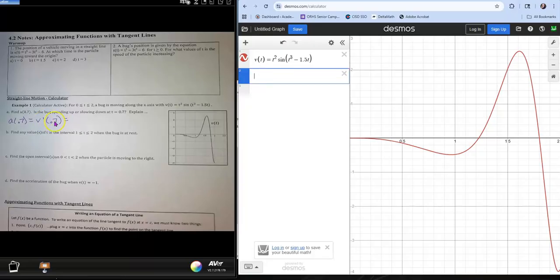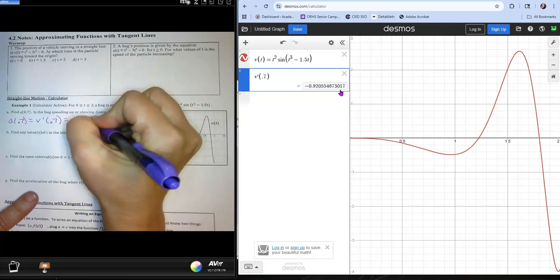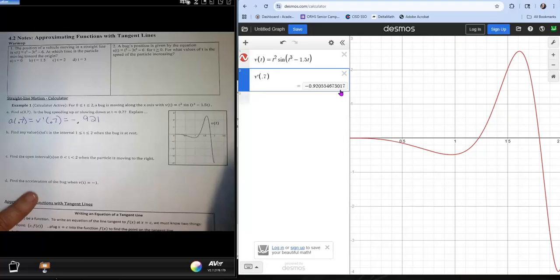Okay, so what I want though is v prime of 0.7, because that will give me the acceleration there. And you can see, since I've already defined the velocity equation, it will automatically give me that number when I type that in. So it's going to be -0.921 if I round to 3.